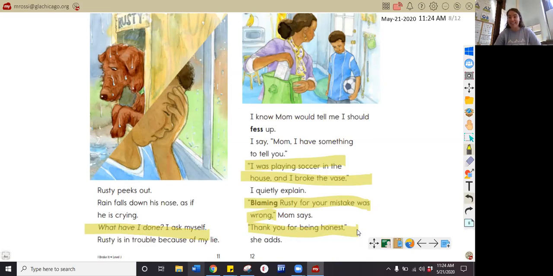Okay, we just practiced this answer, so your answer should sound like this. In the beginning of this story, the boy lied about breaking the vase. At the end of the story, the boy decided to tell the truth that he was the one that broke the vase. So he went from being dishonest to honest.